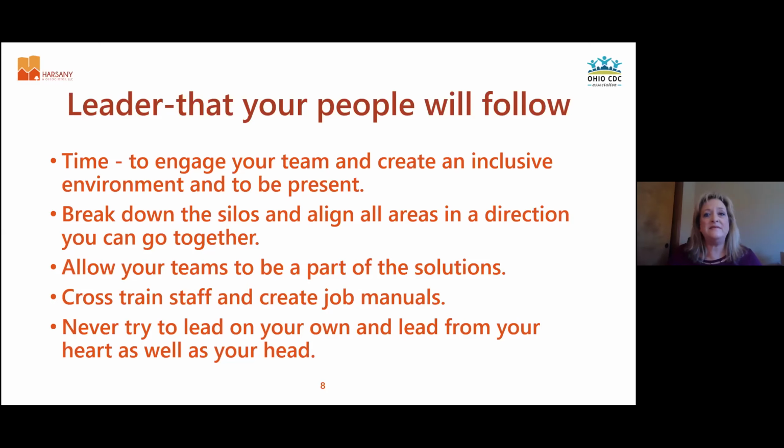Make sure that you have cross-trained staff and have job instruction manuals in place. You don't want to leave yourself open to something. Plan. And Doug's going to go over that a little more. Never try to lead on your own. And lead from your heart as well as your head.